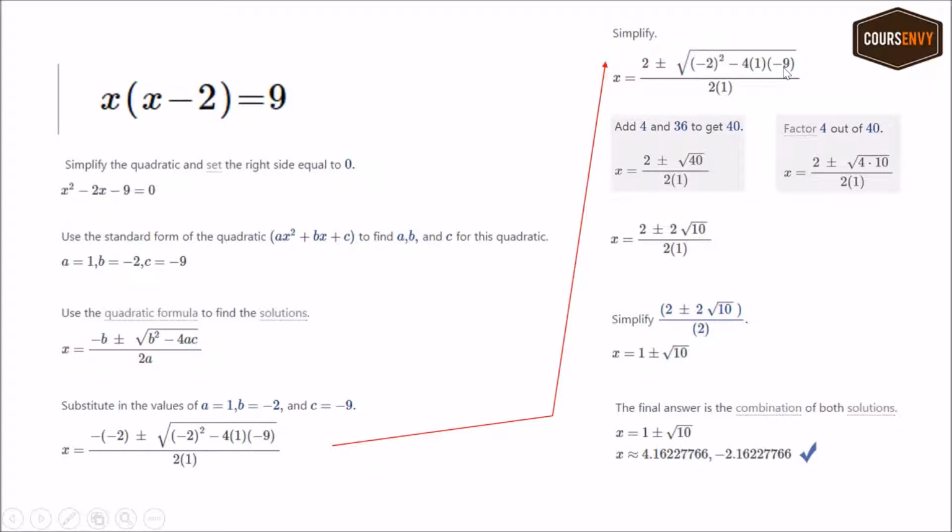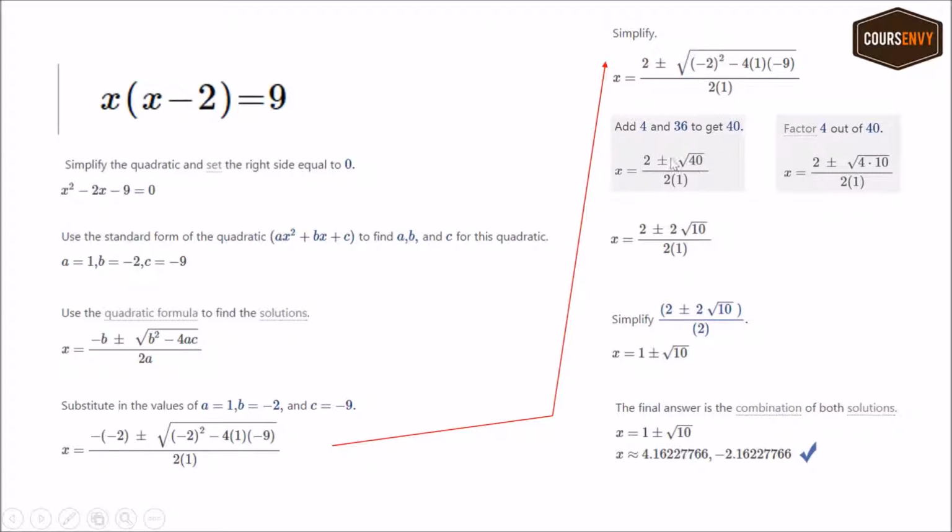What's -9 times 1 times -4? We're looking at 36 there, right? So positive 36. Then you got -2 squared, that's 4. So 4 plus 36, we're looking at 40, right? 2 times 1, that's simply 2. And then the 2 drops down as well.